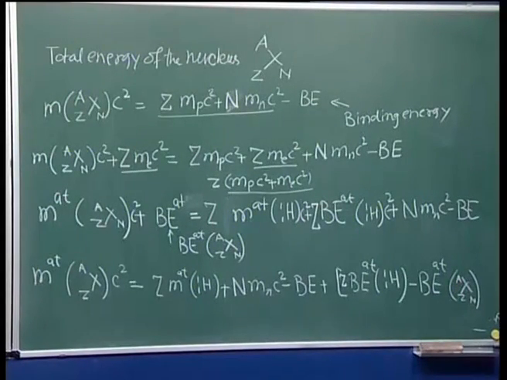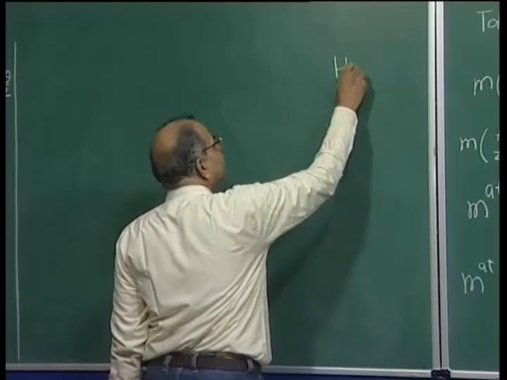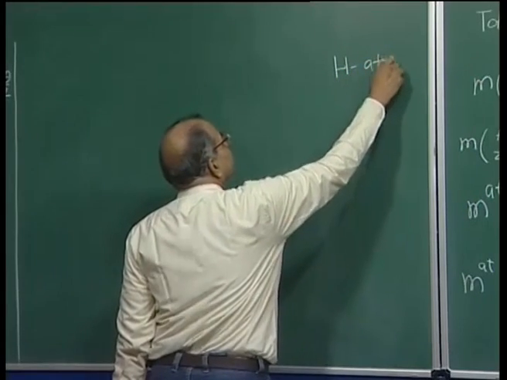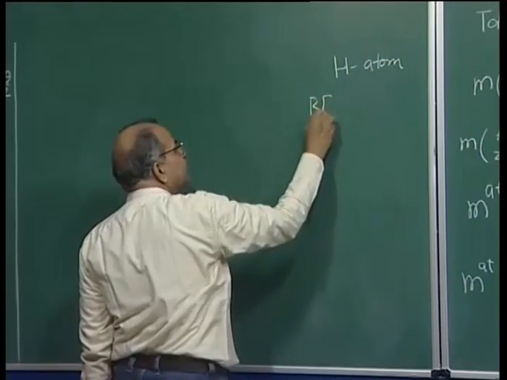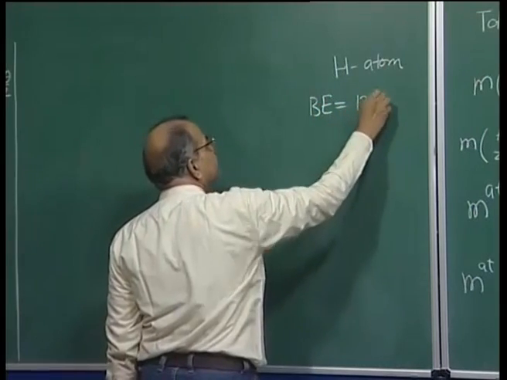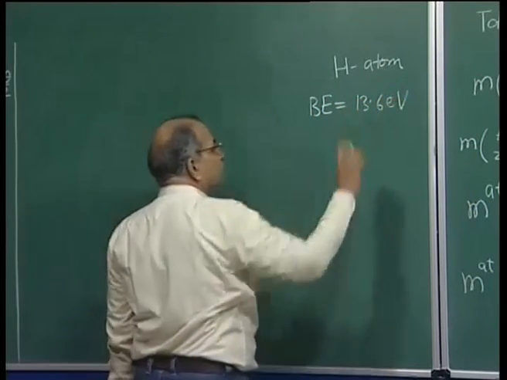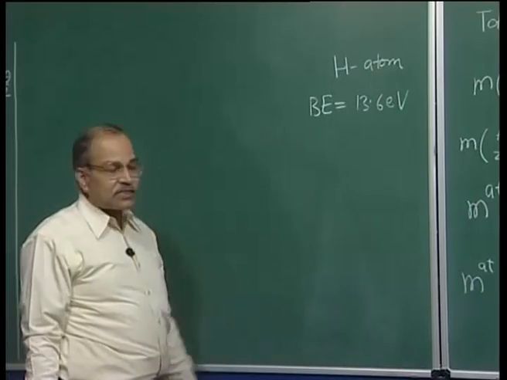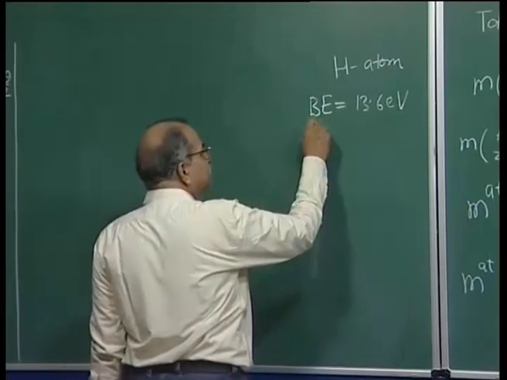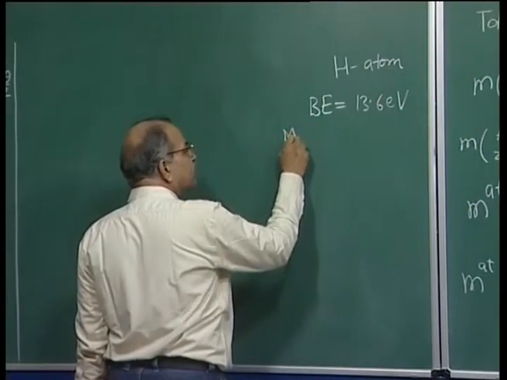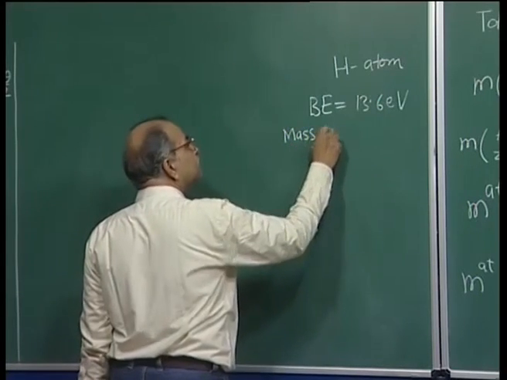Okay. Now, let us take some values. For the hydrogen atom, how much is the binding energy? Okay, 13.6 electron volts. What is the mass of the hydrogen atom? Mass energy?